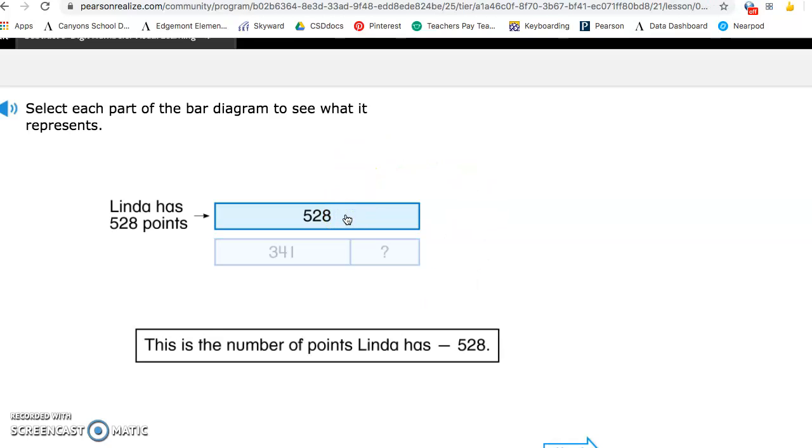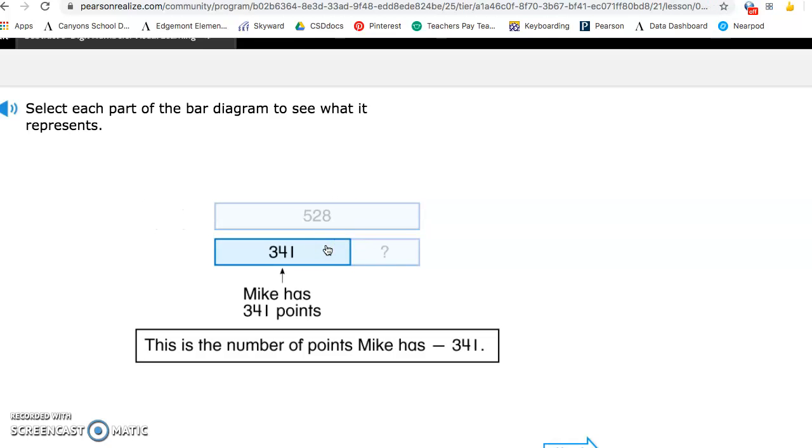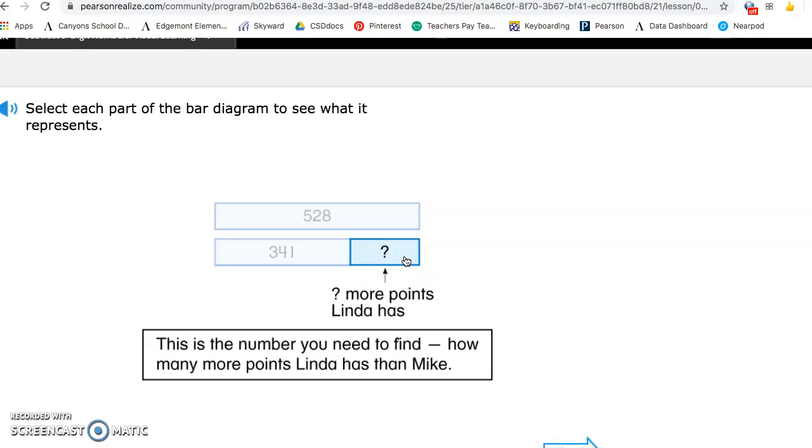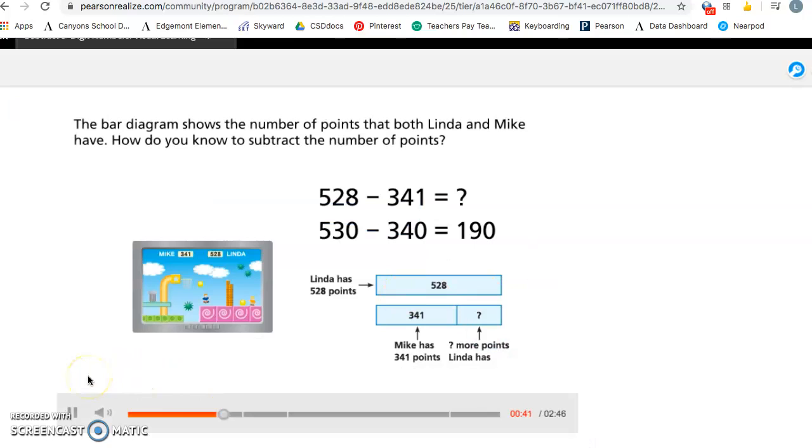This is the number of points Linda has, 528. This is the number of points Mike has, 341. This is the number you need to find. How many more points Linda has than Mike? The bar diagram shows the number of points that both Linda and Mike have.